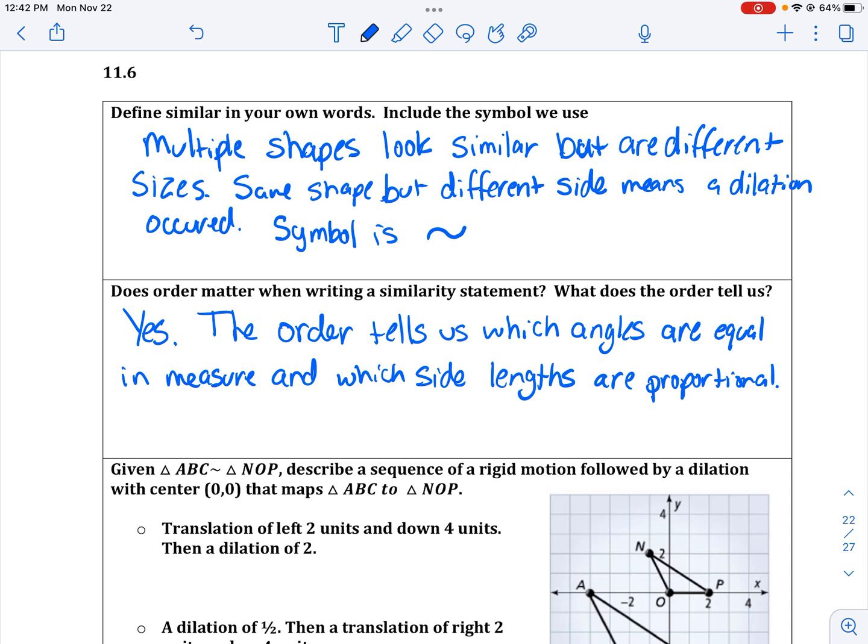Now that we've learned multiple different transformations, like translations, reflections, rotations, and you just learned about dilations, making shapes bigger and smaller, now we can have multiple shapes look the same and have some things about them be exactly the same, but these are going to be called similar shapes. Similar shapes are multiple shapes that look similar but are different in size. So it's just one is bigger or smaller than the other. There's an enlargement or a reduction.